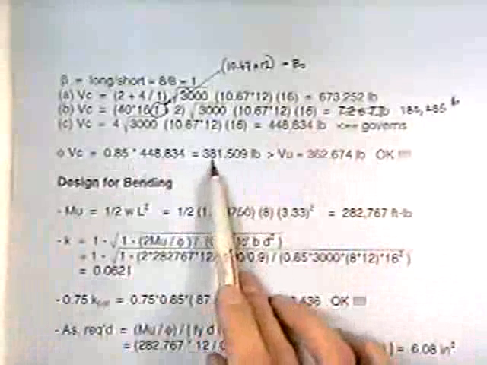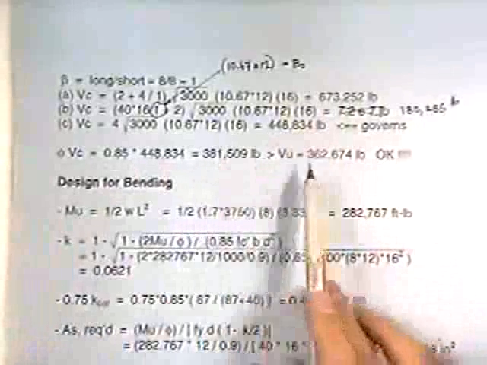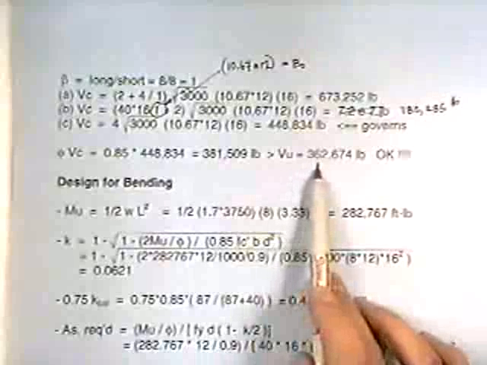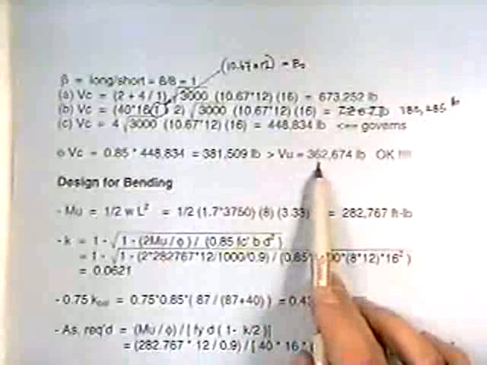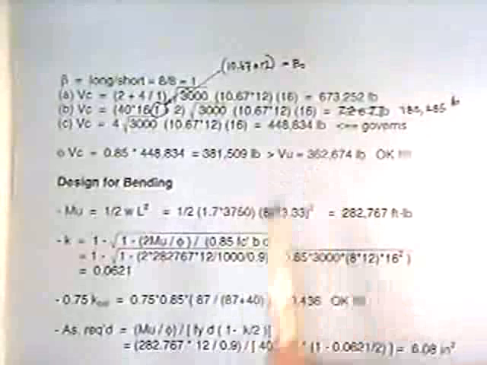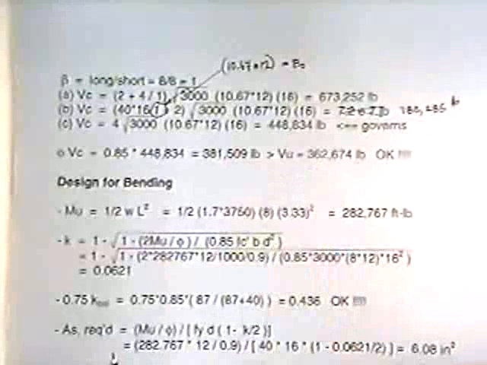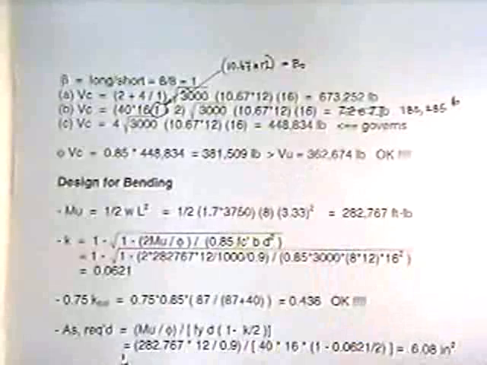Multiply by phi, this gives you 381,000 as compared to our demand, which is 362,000. So it won't fail in two-way shear. Sure came out close. How'd you get it so close? I copy good out of the book.